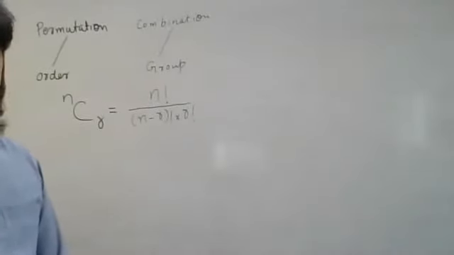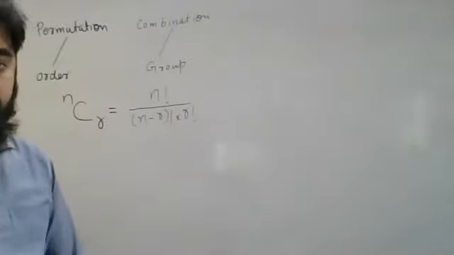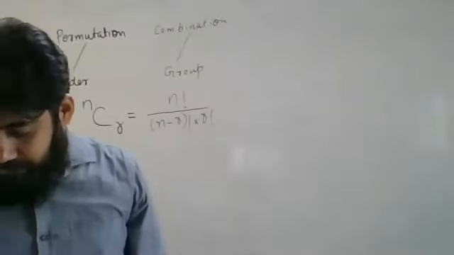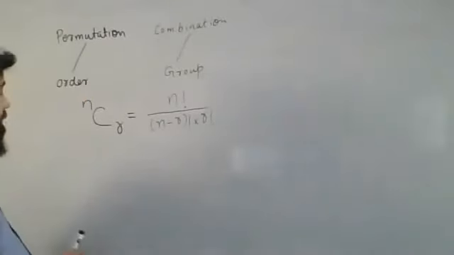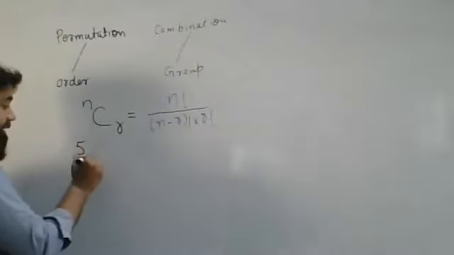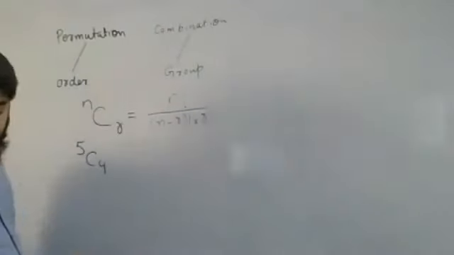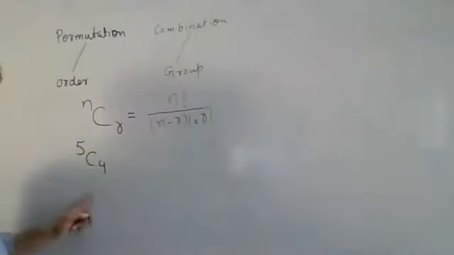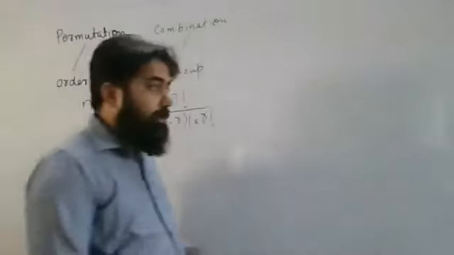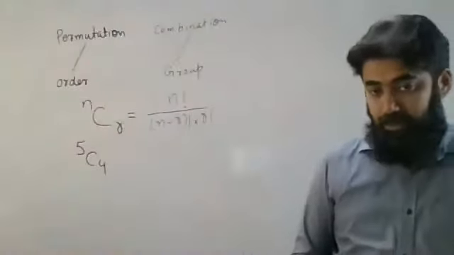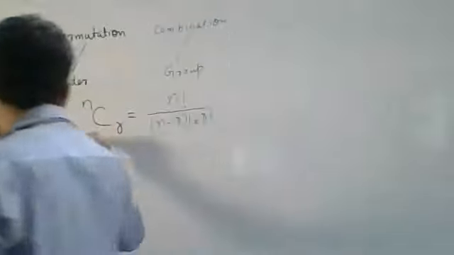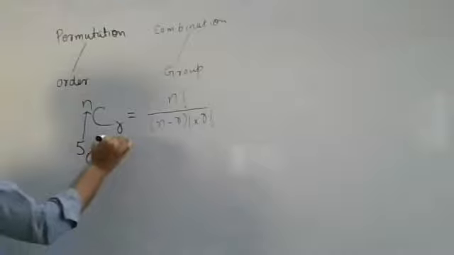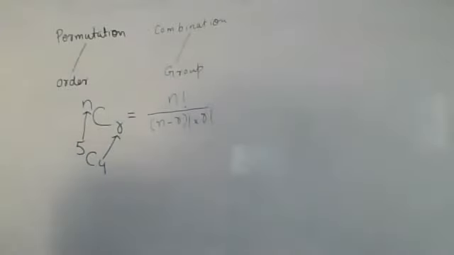Now, in the first part of the question, they are saying that we have to evaluate 5C4 without using a calculator. They have given us this 5C4 and they are telling us to solve it without using a calculator. So over here, 5 is n and 4 is r.